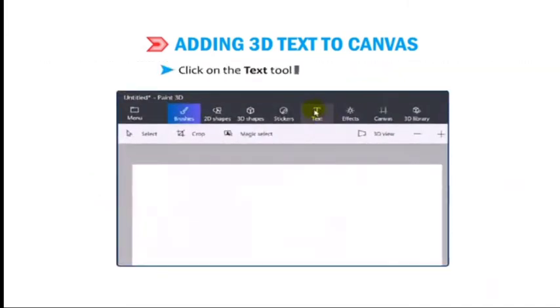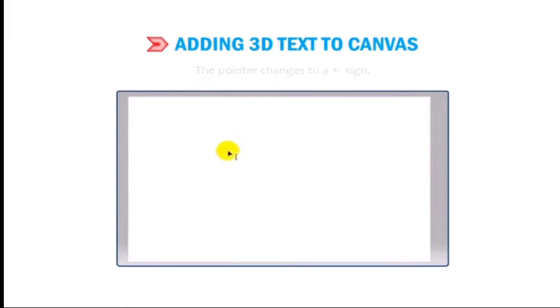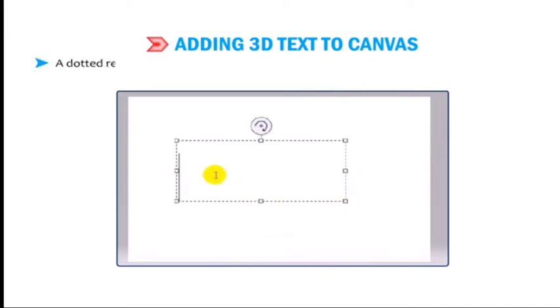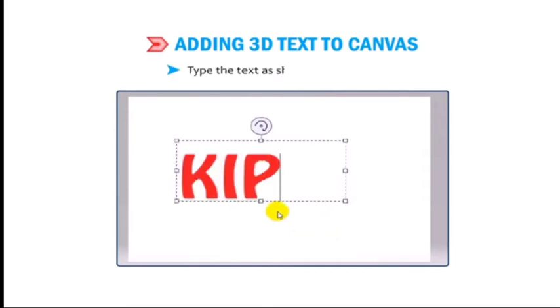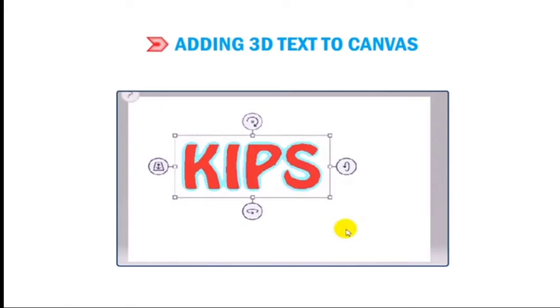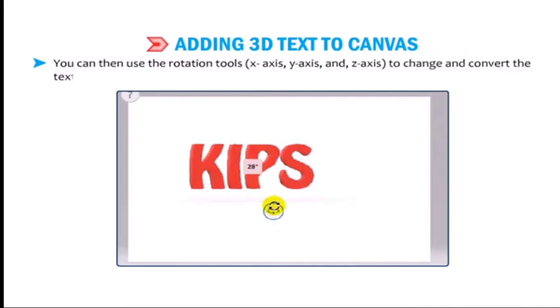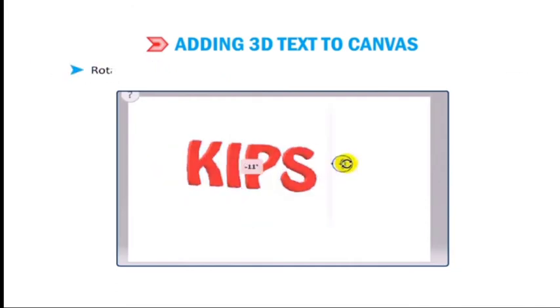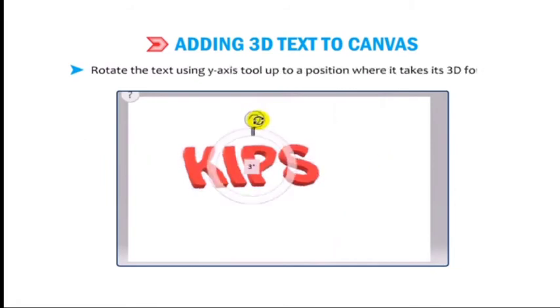Click on the Text tool on the top menu. The pointer changes to a sign. Click and drag the text box on the canvas area. A dotted rectangular box with options to rotate the text box will appear with a blinking cursor inside it. Type the text as shown in the text box. You can then use the rotation tools X-axis, Y-axis, and Z-axis to change and convert the text into 3D. Rotate the text using Y-axis tool up to a position where it takes its 3D form.